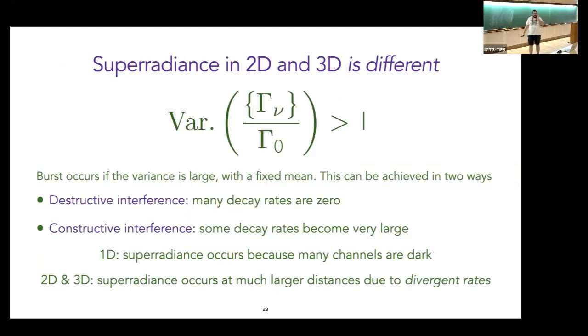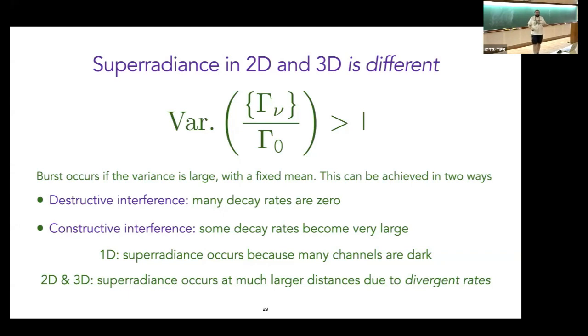Okay, so why do all these dimensionalities act so differently? Well, I talked about this as coming from destructive or constructive interference. And the reason 1D saturates is because it comes from destructive interference. In 1D, you see superradiance because lots of the decay rates are 0, and that allows the rest of them to be bright enough. Once I have enough atoms that the decay rates have gone to 0, adding more atoms makes you infinitesimally darker and doesn't really change anything.